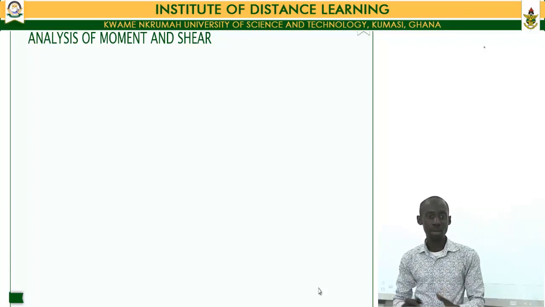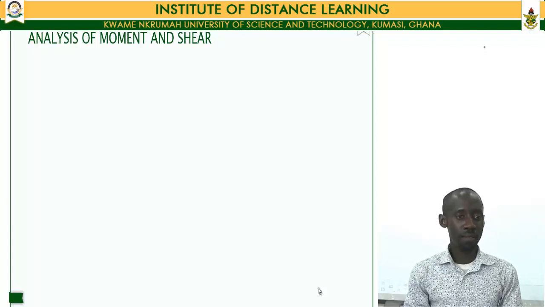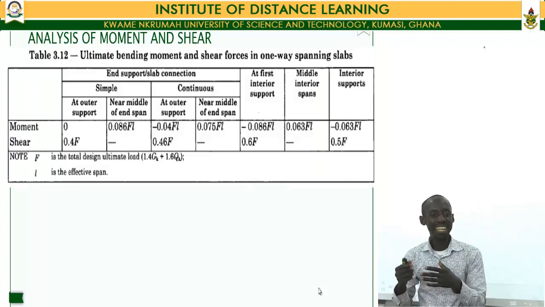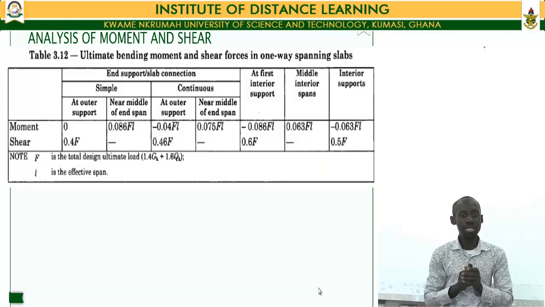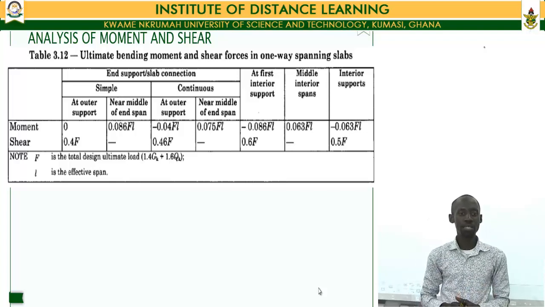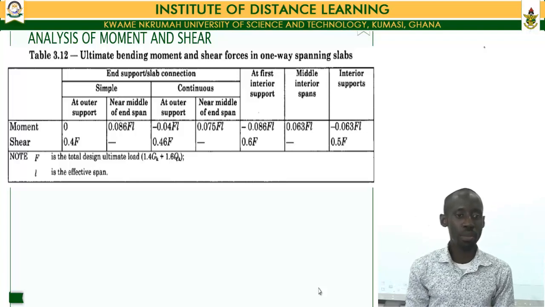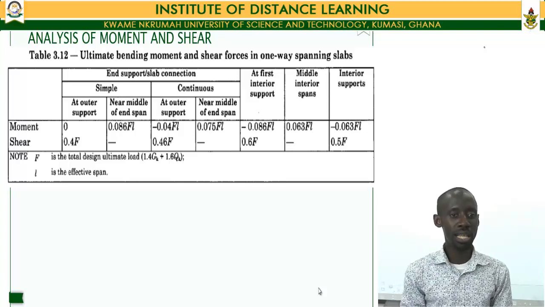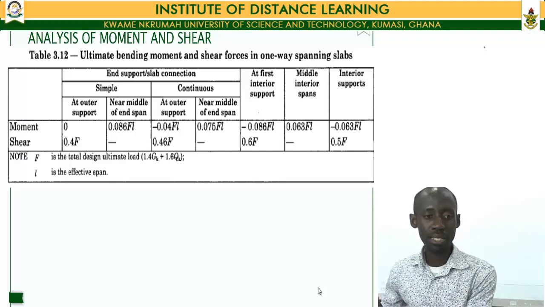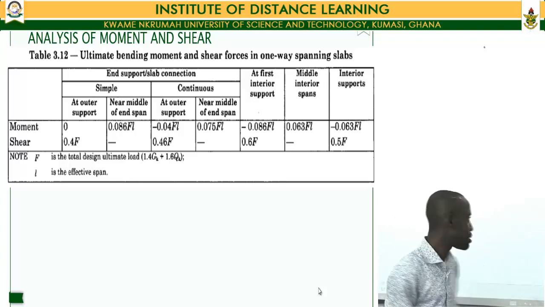Again, going back to our design manual, which is the BS8110, it makes available a table that can be used to determine the moment and the shear in the one-way slab and the two-way slab. The table we have in front of us is used to determine the amount of moment that would occur in a one-way slab, and it divides it depending on the number of spans and the position at which you would want to determine your moments.